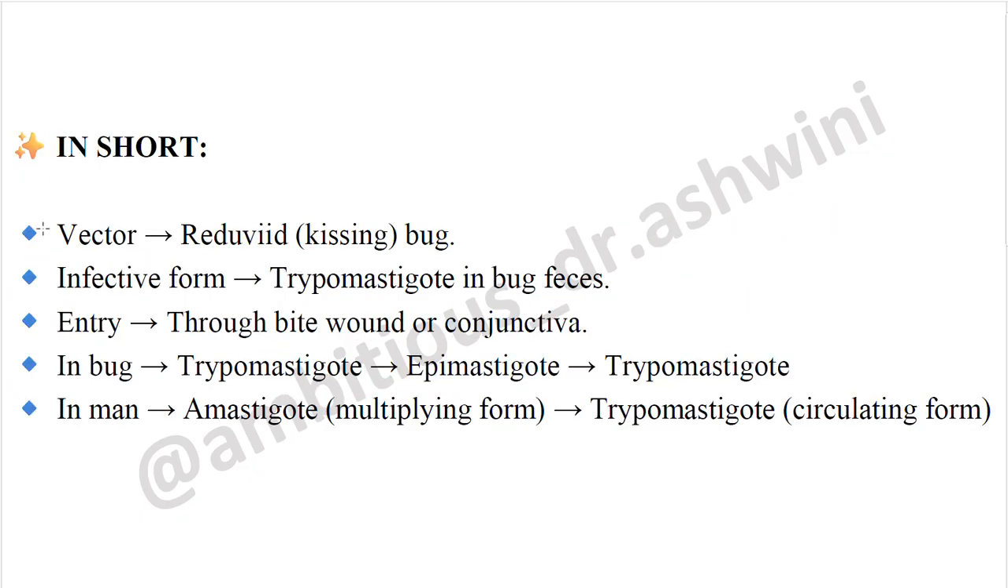So, in short, the vector is the reduviid or kissing bug. Infective form is trypomastigote in bug feces. Entry through bite, wound, or conjunctiva. In the bug, trypomastigote transforms to epimastigote to trypomastigote. In man, amastigote is the multiplying form and trypomastigote is the circulating form.